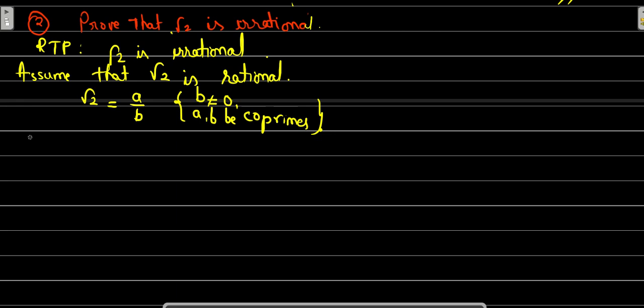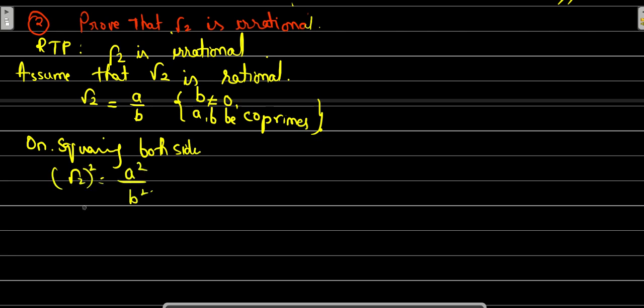Now, on squaring both sides, we get root 2 whole square is equal to a square by b square, that is 2, as root and square get cancelled. What is left is 2. 2 is equal to a square by b square. If I transpose this, you will get a square is equal to 2b square. Actually it is 2b square is equal to a square. I have written RHS first, then LHS.